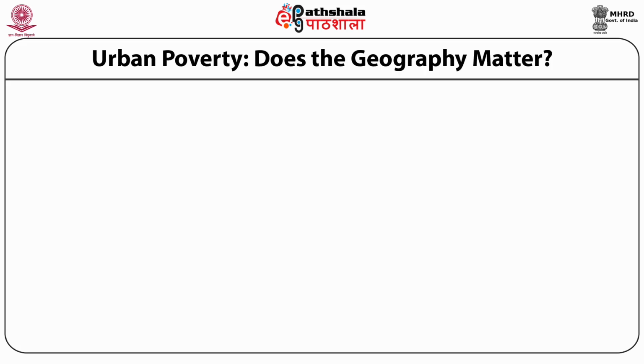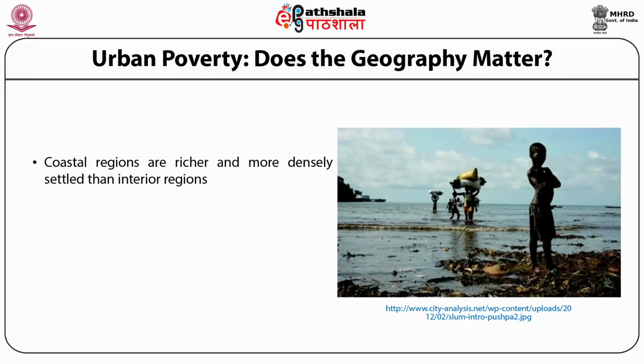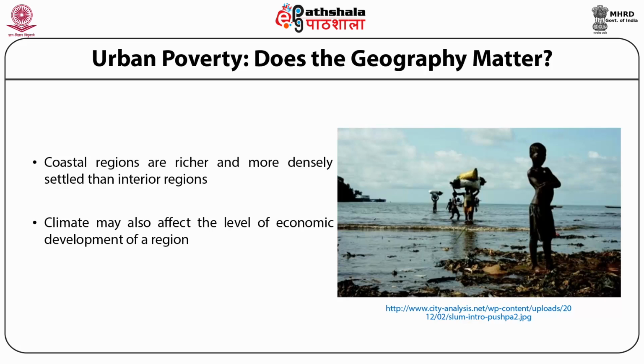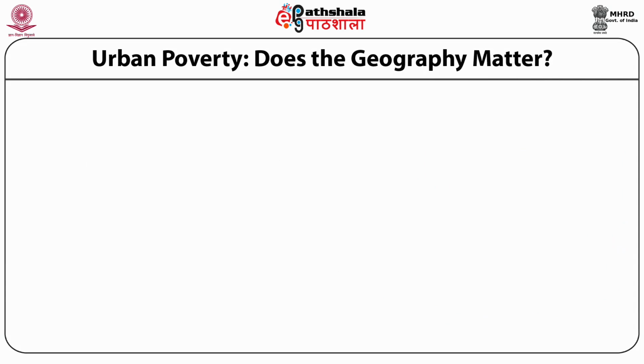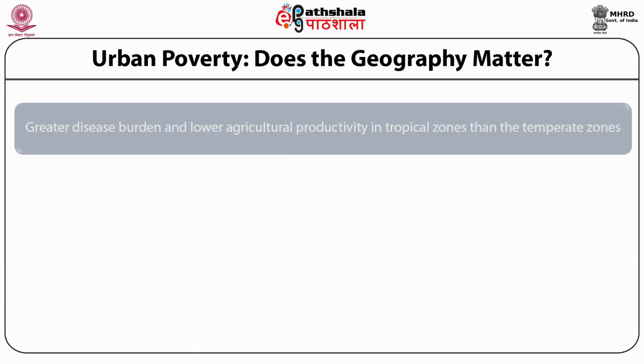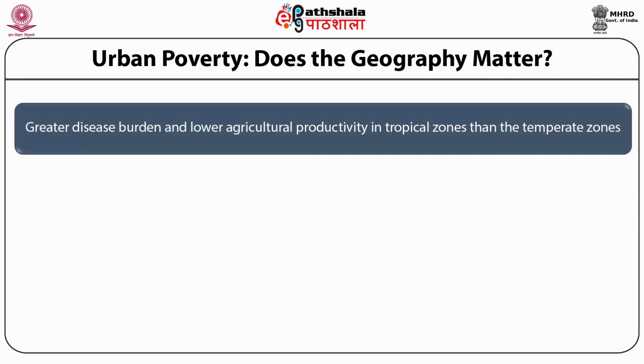Sachs and many others have established that there is an association between geography and poverty. According to them, the coastal regions and those near navigable waterways are indeed far richer and more densely settled than interior regions, just as Smith predicted. Moreover, an area's climate can also affect its economic development. Nations in tropical climate zones generally face higher rates of infectious diseases and lower agriculture productivity, especially for staple foods, than nations in temperate zones.